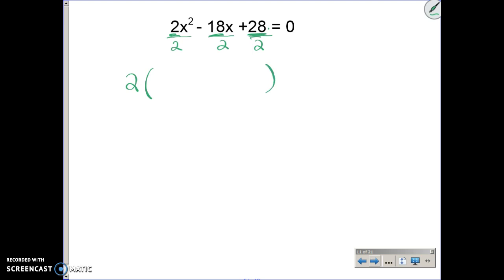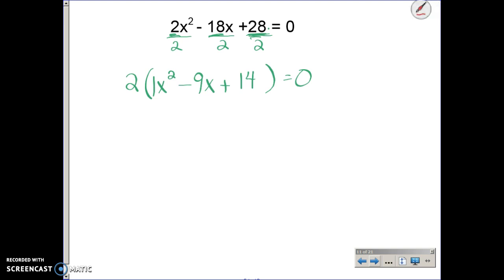So 2 divided by 2 is 1x squared. Negative 18 divided by 2 is negative 9x. And positive 28 divided by 2 is positive 14. Set it equal to 0. All right, well now we're ready to start doing the rest of our steps.